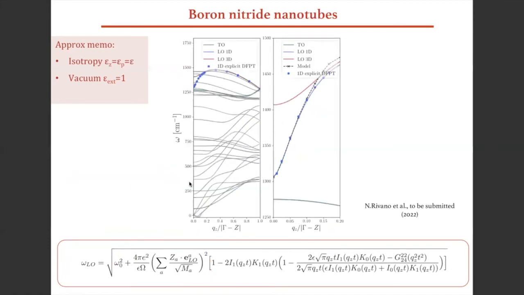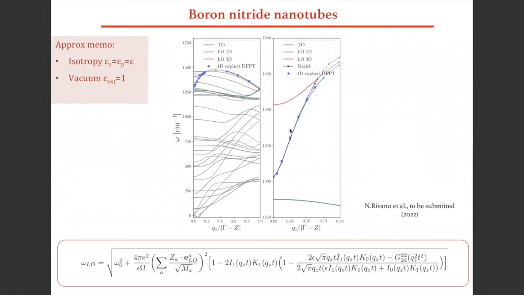Okay, next material we want to analyze is the boron nitride nanotube. In this case, it's an armchair 4-4. And the same considerations as before are valid. So once again, in this plot, we can see how important the cutoff is in correctly reproducing the LO branch and thus excluding the stray fields caused by the periodic boundary conditions.